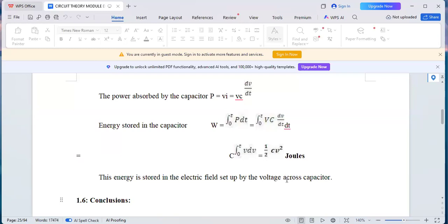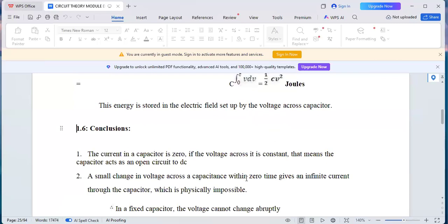Energy is stored in the electric field set up by the voltage across a capacitor, which is 1 over 2 CV squared. Conclusion: the current in a capacitor is 0. Yes, there will not be current in a capacitor if the voltage across it is constant. I think you should understand that. That means the capacitor acts as an open circuit to DC. You understand it?